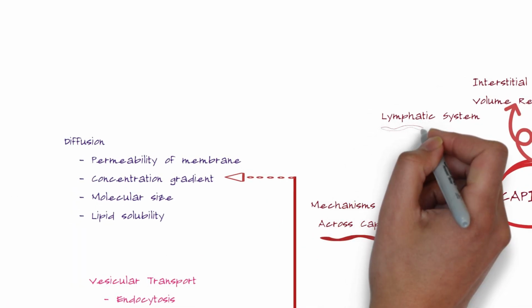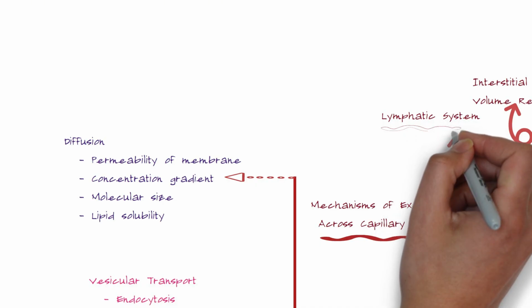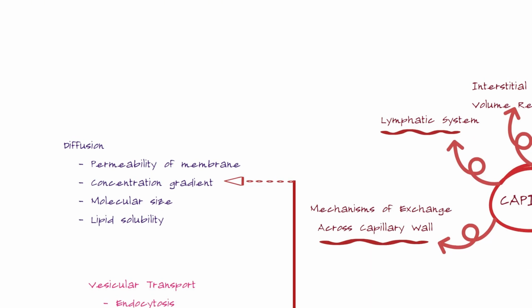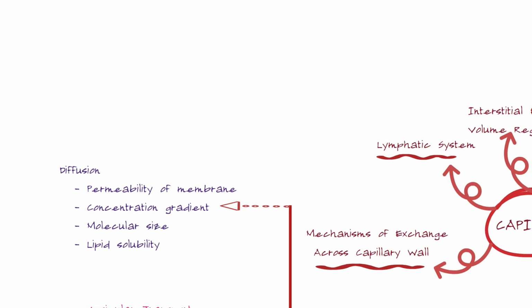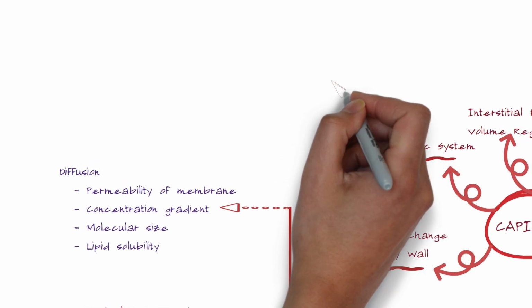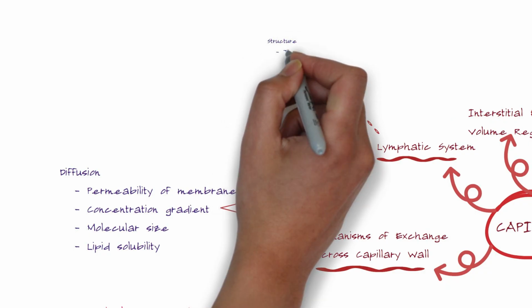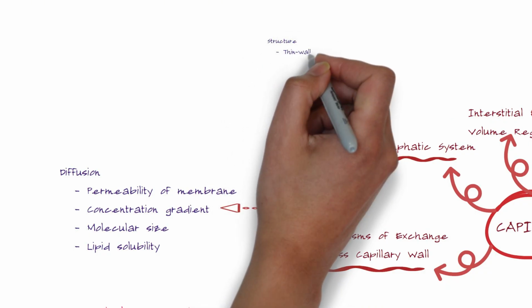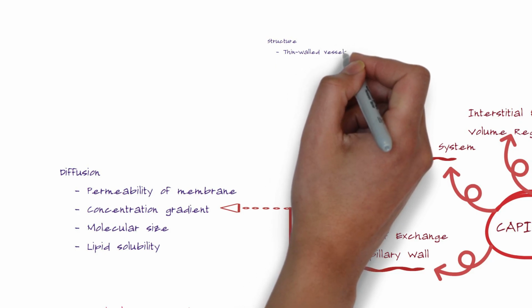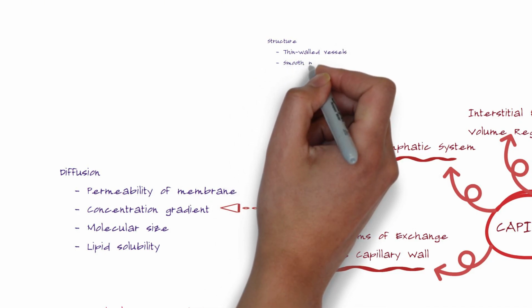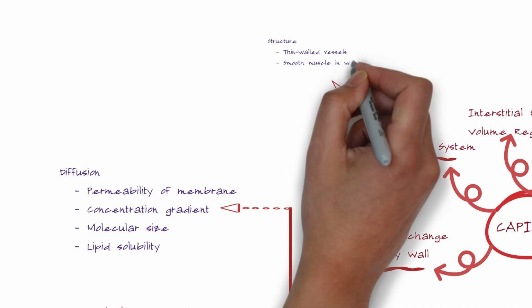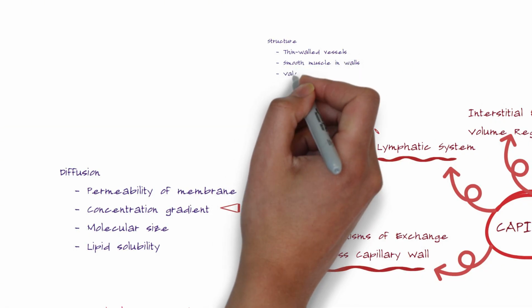The next point is the lymphatic system, and this system returns the fluid back to the circulation. So we will first discuss the structure. The lymphatic vessels have a very thin wall, similar to the capillary, and have smooth muscles with one-way valves. These valves are important to keep the lymph moving in one direction.